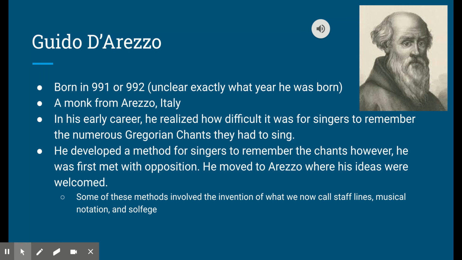Guido de Arezzo developed a method for singers to remember the chants. However, he was first met with opposition, which prompted him to find another job. He moved to Arezzo, where his ideas were welcomed. Some of these methods that he invented involved what we now call staff lines, musical notation, and solfege. We will dive deeper into these inventions on the next 2 slides.